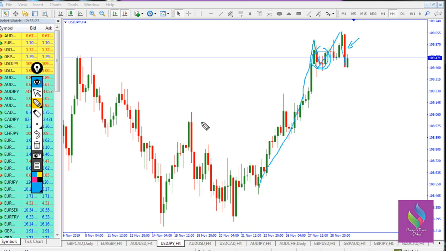Okay, so sometimes people will tell you that you only want to connect the top, only the top of the trend line.